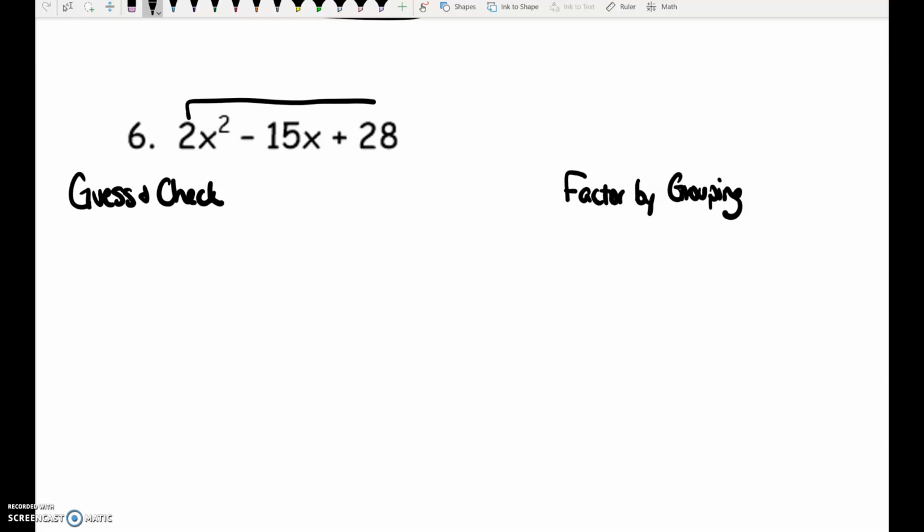Okay, first step is always multiply your first and last. So 2 times 28 is 40, 50, 56. Did I do that right in my head? Woohoo! Mental math for the win today.